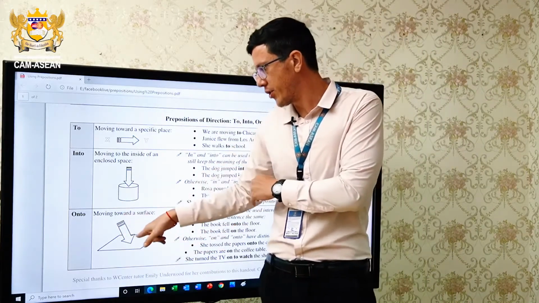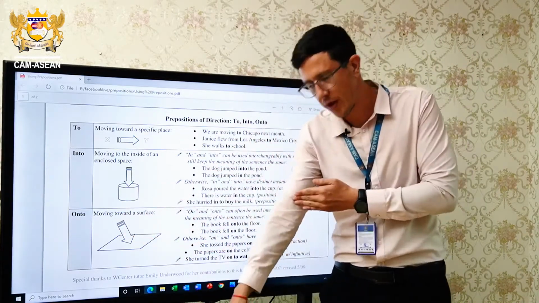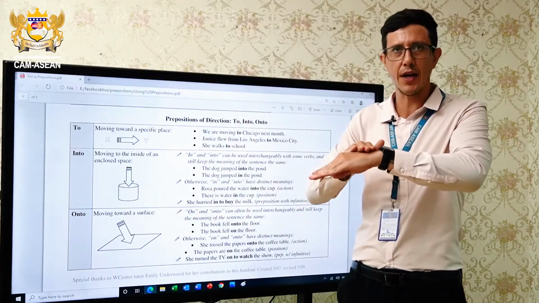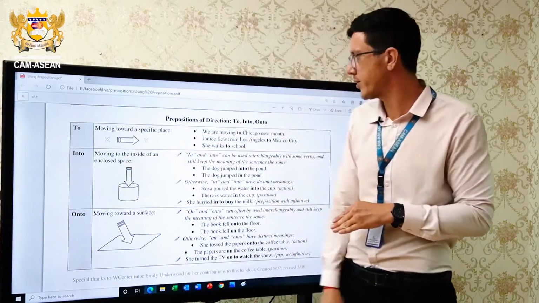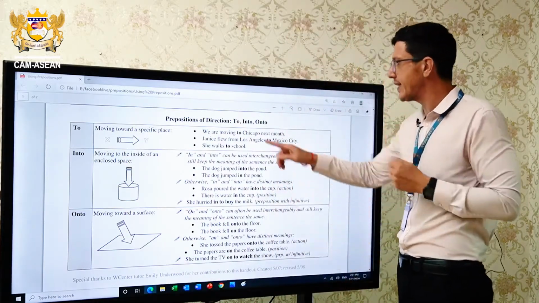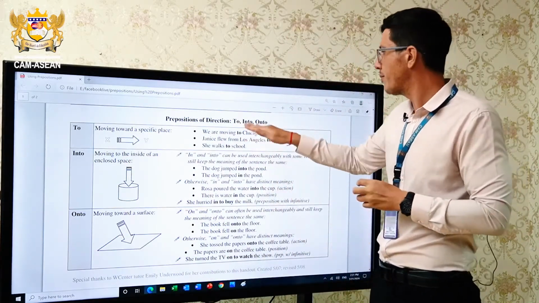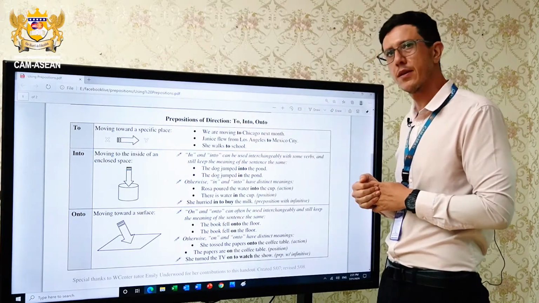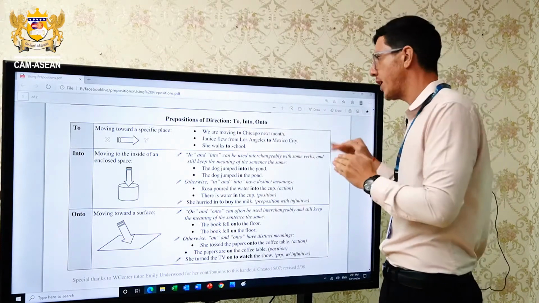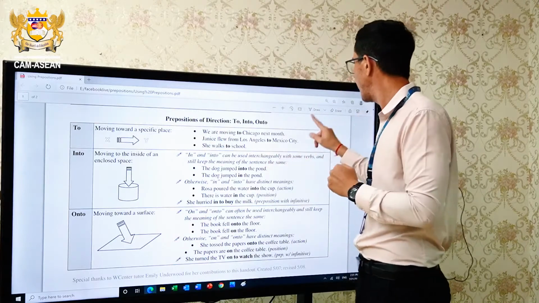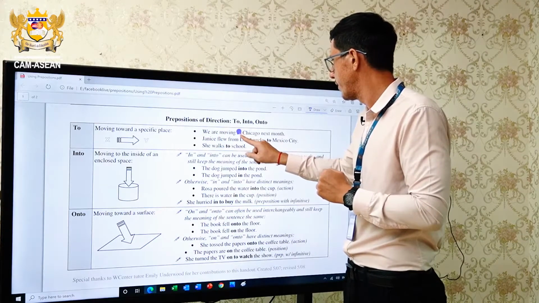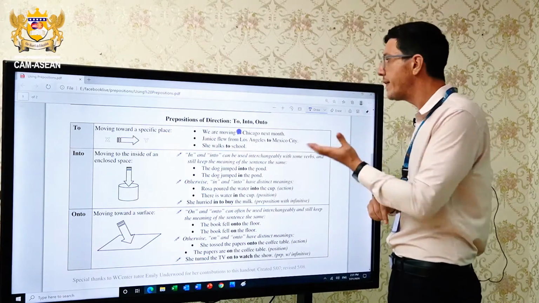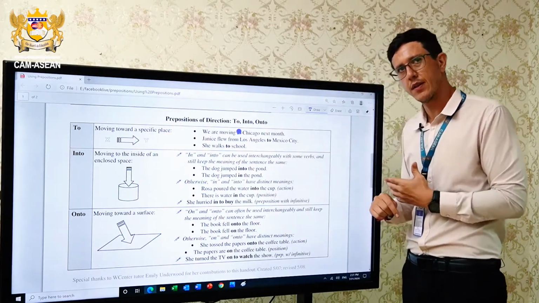Same thing, on to, on, result. On just means touching outside. To is the result. Same here, to is the result here. So let's look at this sentence specifically. We are moving to Chicago next month. So we are moving to Chicago next month. What if I take away to? We are moving Chicago next month.